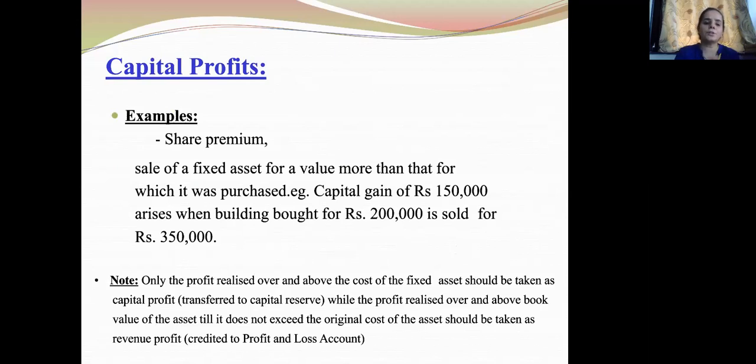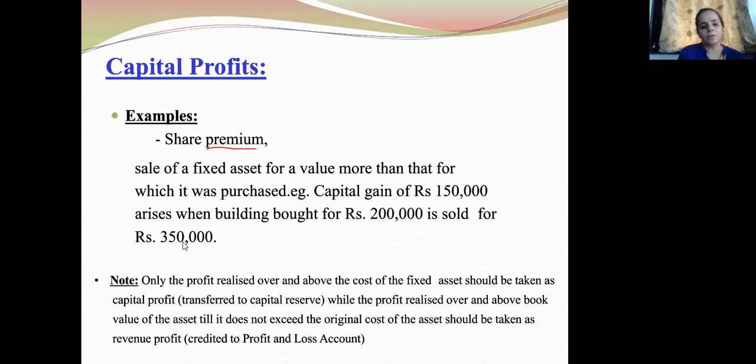By reading the definition, you will not come to know, but with the example the point will be very clear to you. Capital profit: when we are issuing shares at a premium, whatever premium we are getting is a profit, it is not an income. Whatever share amount we are getting is the income, but our company name is very good and we are selling our shares at a premium, say 10 rupees premium or 20 rupees premium. Whatever premium we are getting is a profit, not an income.